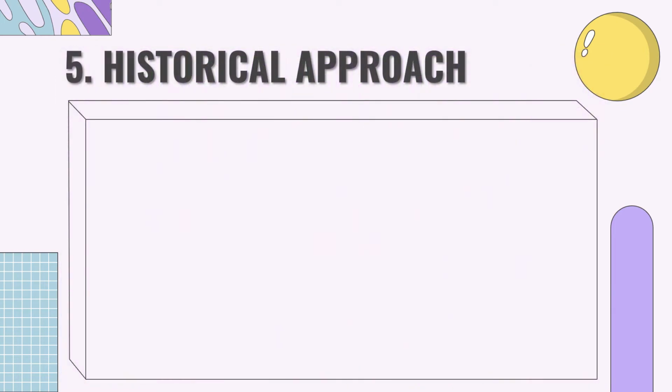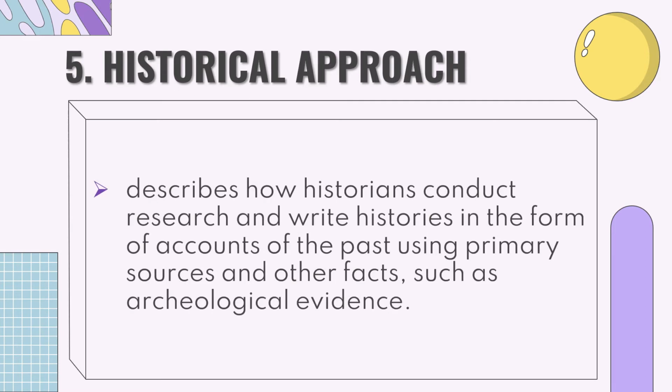The next type is historical approach. In this qualitative research design, it describes how historians conduct research and write histories in the form of accounts of the past using primary sources and other facts, such as archaeological evidence.